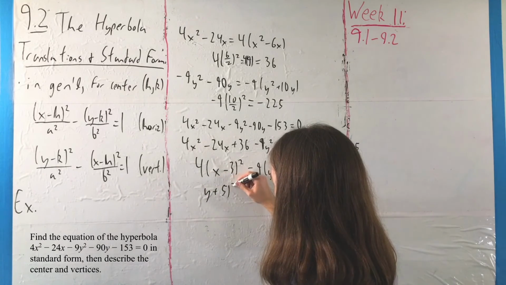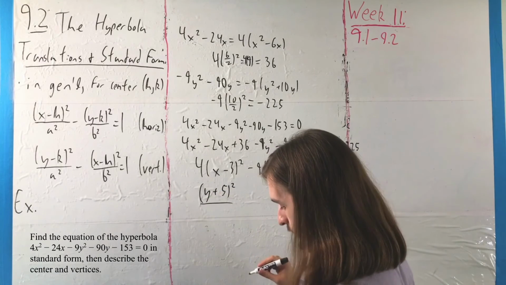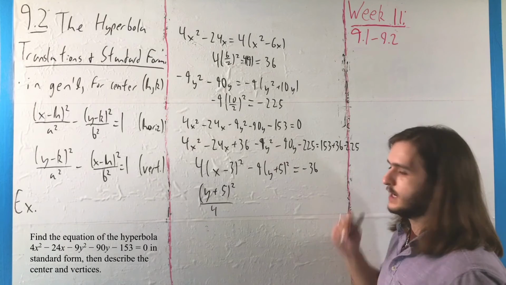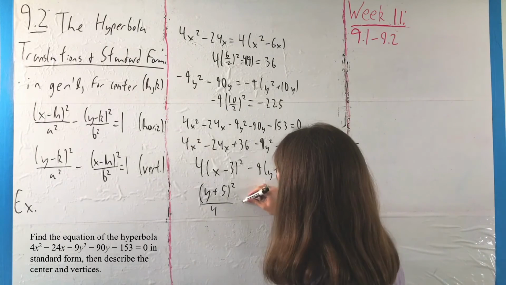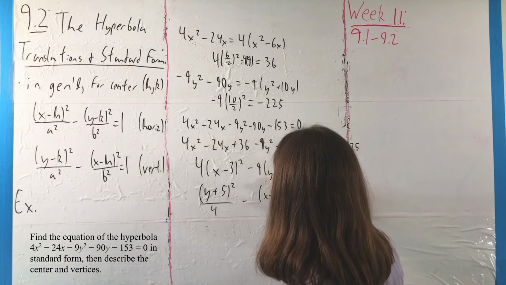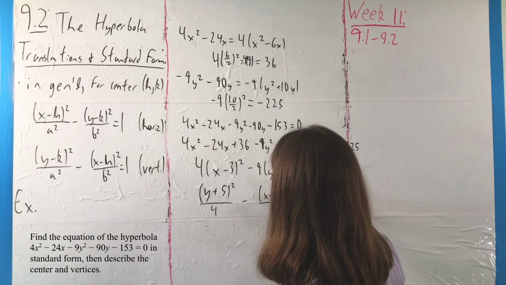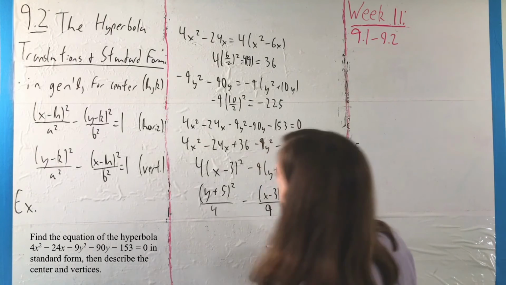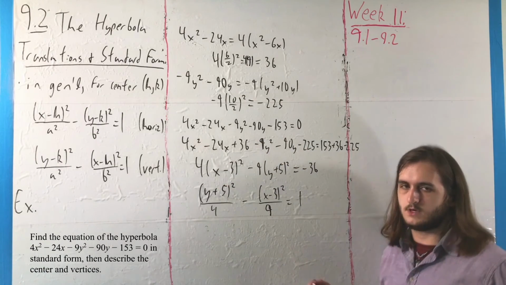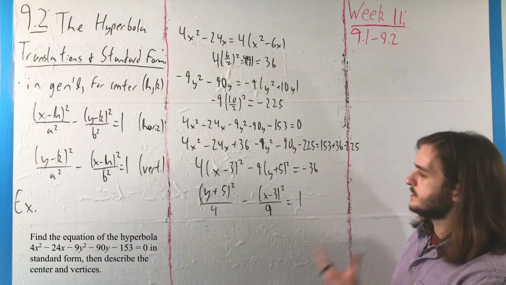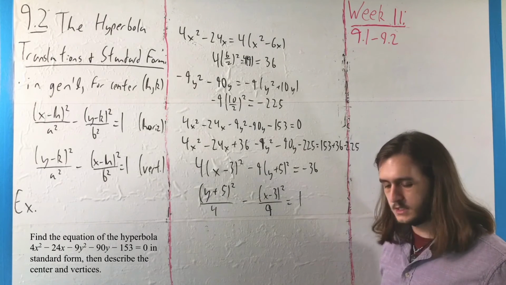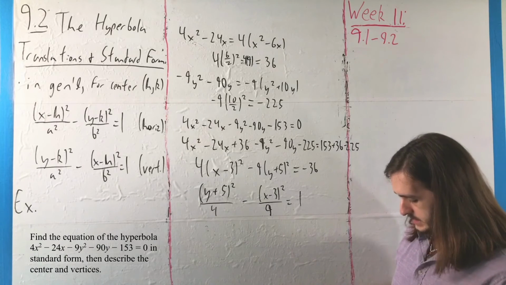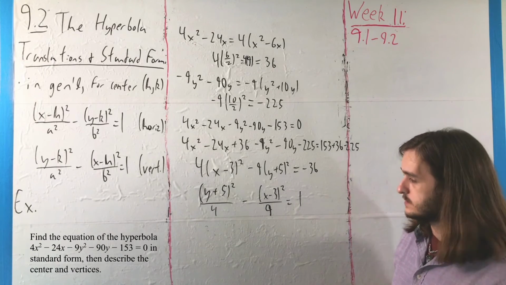(y plus 5) squared over 4, because we're killing a negative 9 with a negative 36, we got 4 left, minus (x minus 3) squared over 9 equals 1, where we're left with a negative 9 here because we're killing a positive 4 with a negative 36, you got negative 9 left. And this from here will tell us all we need to know in terms of our center and our vertices.